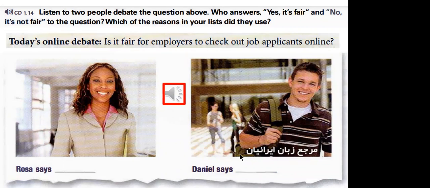But it's not just party photos, it's blogs and posting comments too. For example, I don't want to hire somebody with an off-color sense of humor or someone who sounds arrogant. I want someone who will fit in and work well with other people. Well, I can see that.